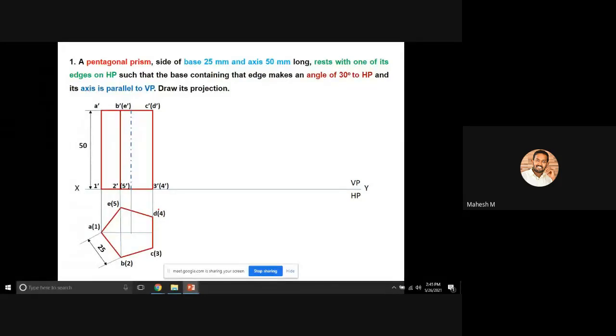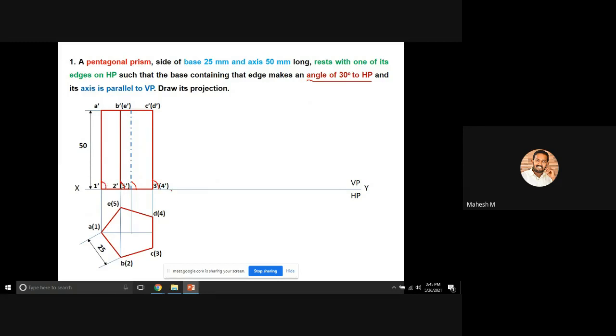Okay, so the next procedure, we have to follow the next step. That is, we have to mark this front view with an angle of 30 degree. That means we have to mark each and every vertical line with an angle of 30 degree. So this angle should be 30 degree, and this angle should be 30 degree, and this one should be 30 degree, and this one should be 30 degree.